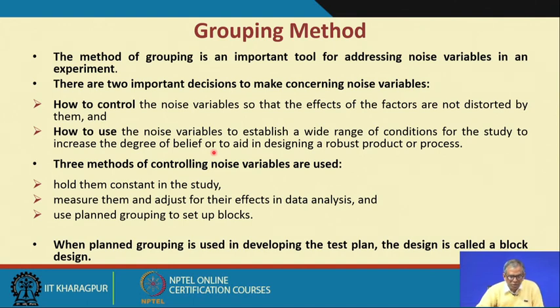There are three methods. What are those? Hold them constant in the study. If it is 35 degrees Celsius, let it remain at 35 degrees Celsius for all the treatment combinations. Measure them and adjust for their effects in data analysis. Is it okay? So that adjustment is also possible, if you have enough data. Use planned grouping to set up blocks.